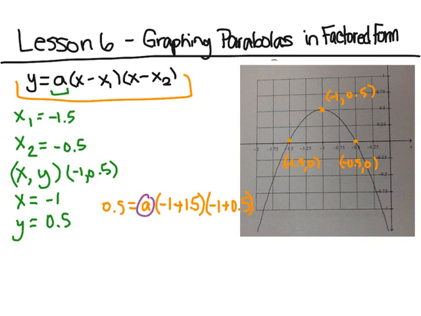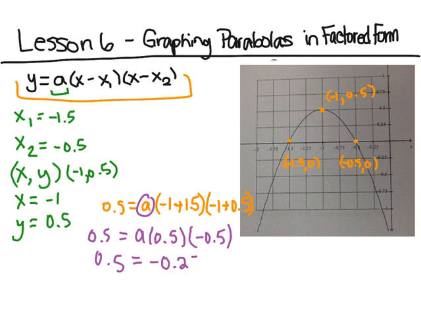So we're going to simplify in the brackets. Negative 1 plus 1.5 is 0.5. Sorry that I had to think about that. And negative 1 plus 0.5 is negative 0.5. And we have 0.5 on the other side. 0.5 times negative 0.5 is negative 0.25. Now we're going to divide by negative 0.25. So negative 2 is equal to a.